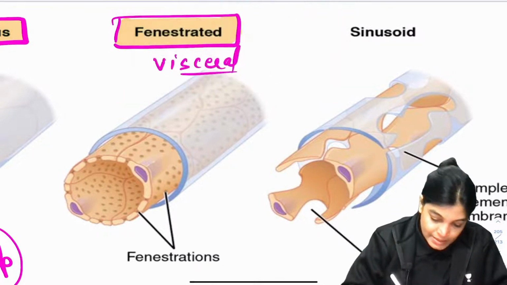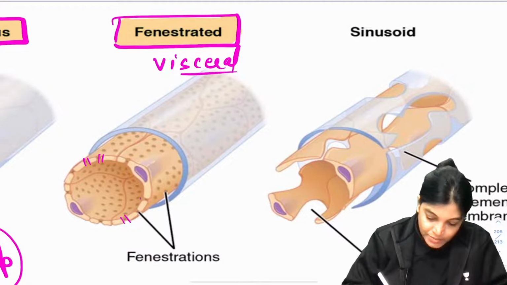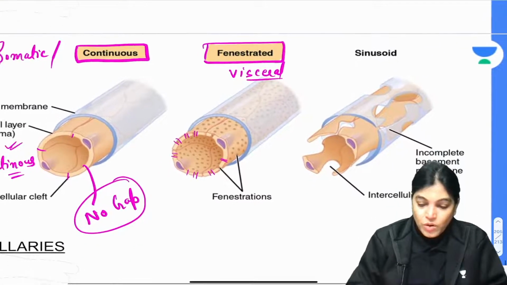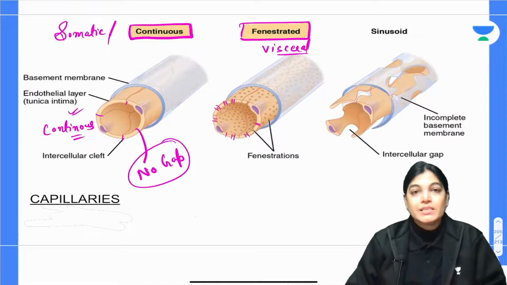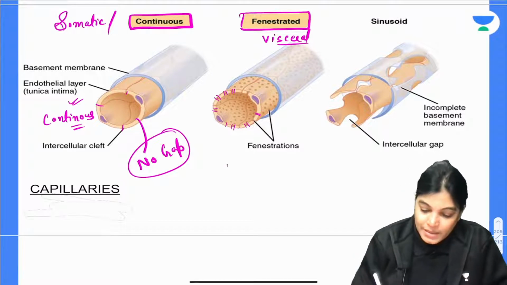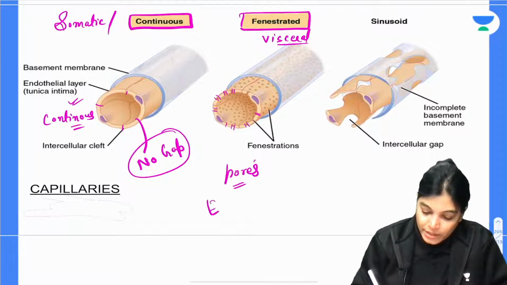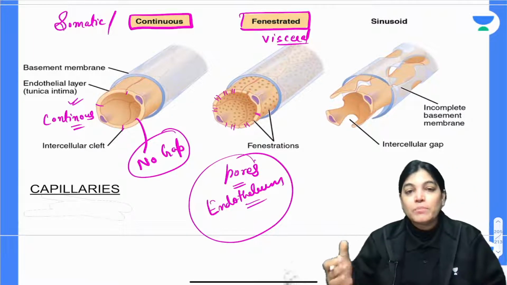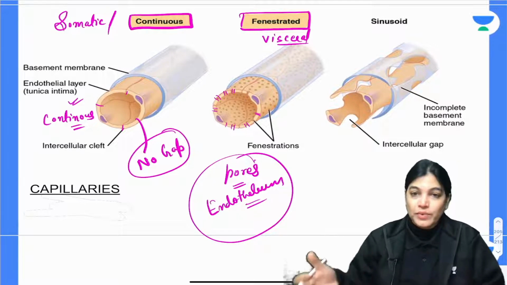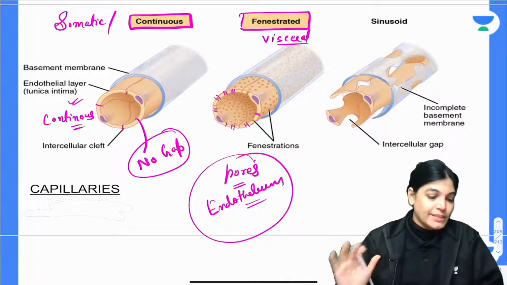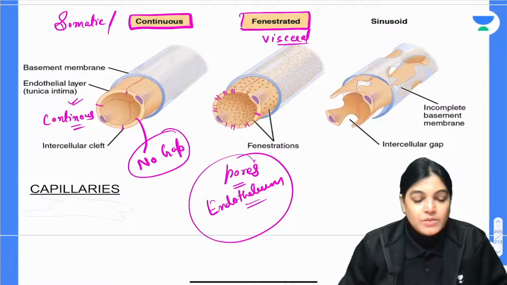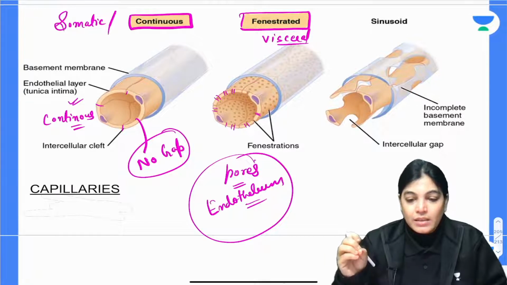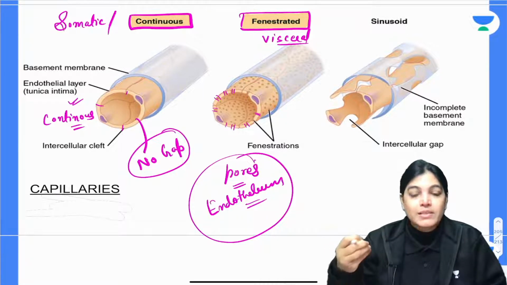So a prominent gap is there, and these are called pores, which are present in the visceral or fenestrated capillaries. Pores are present in the endothelium. So in this case, what happens? Pores are present, so this will be more permeable. If we compare the permeability of somatic capillaries with that of fenestrated, which one is more permeable? Fenestrated capillaries will be more permeable. Pores often have a thin diaphragm, and these diaphragms sometimes let macromolecules pass also.